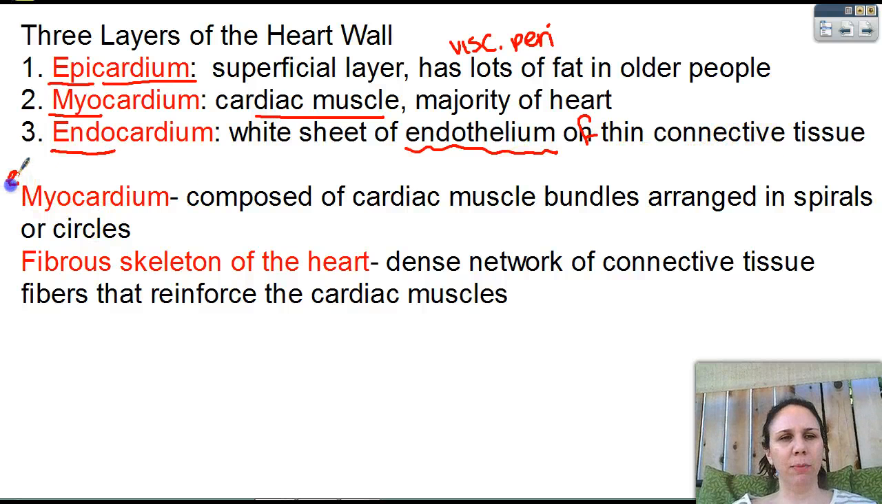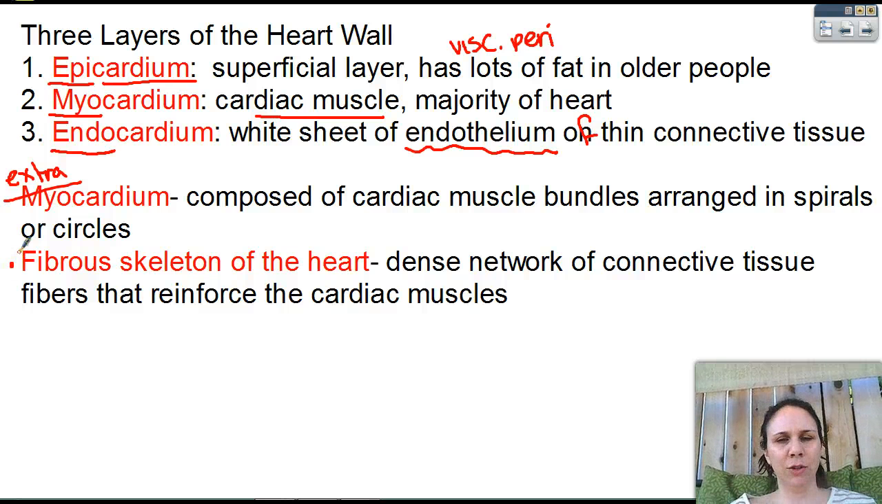A little bit of extra information about the myocardium is that it's composed of cardiac muscle bundles arranged in spirals or circles, and I have a cool picture to show you. And then inside, if we were to dissolve all the muscle cells, you'd be left with the fibrous skeleton of the heart.